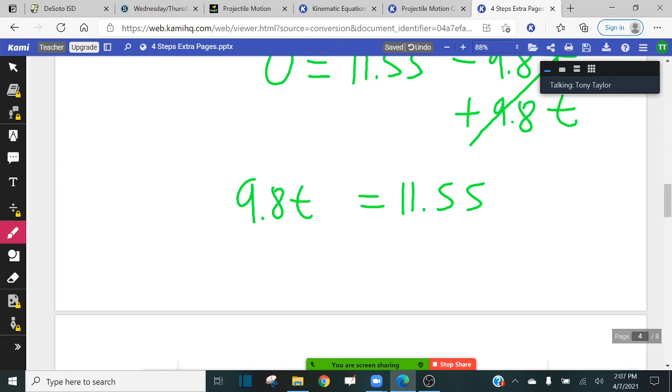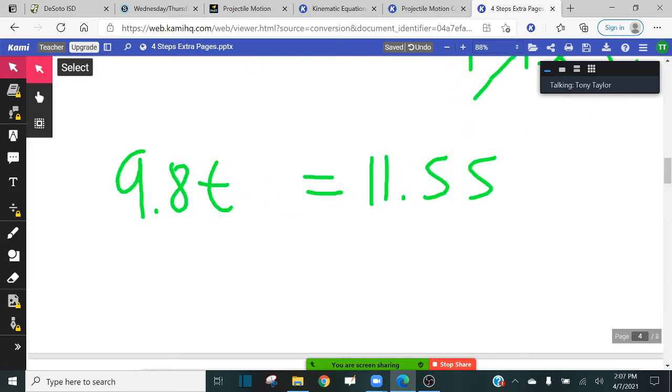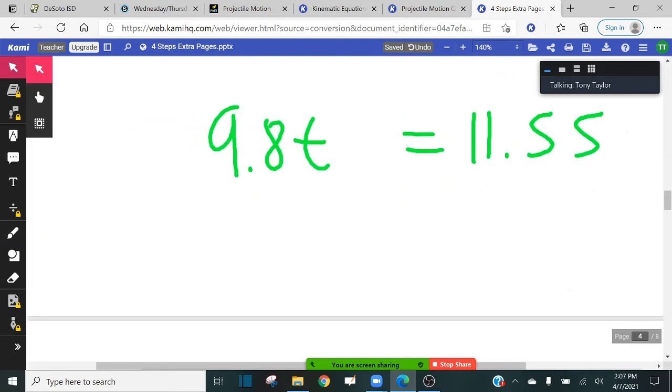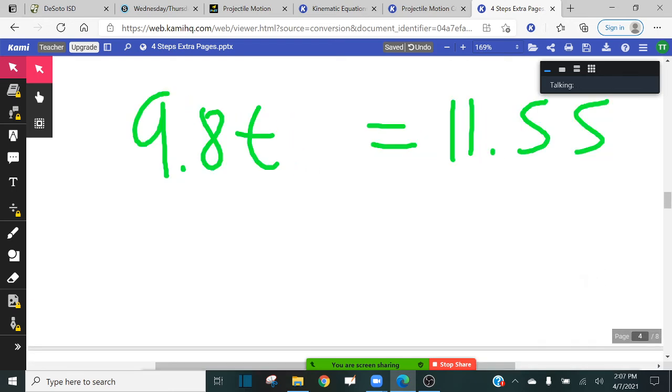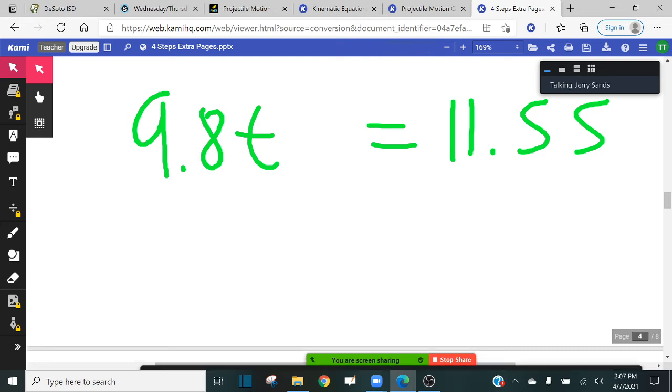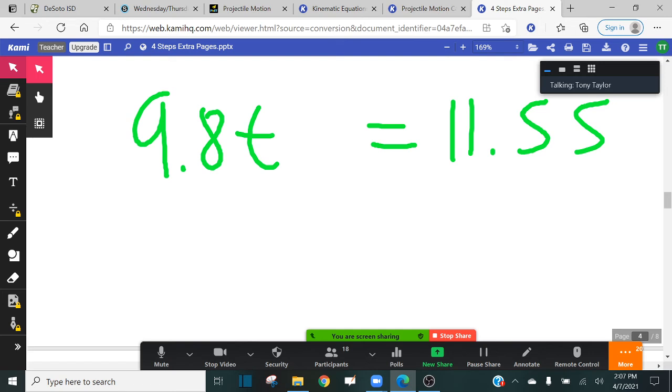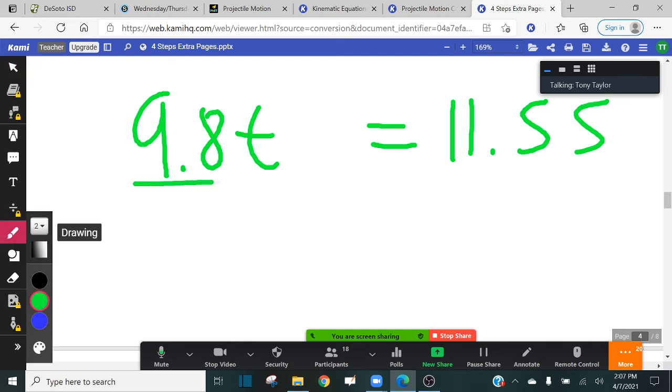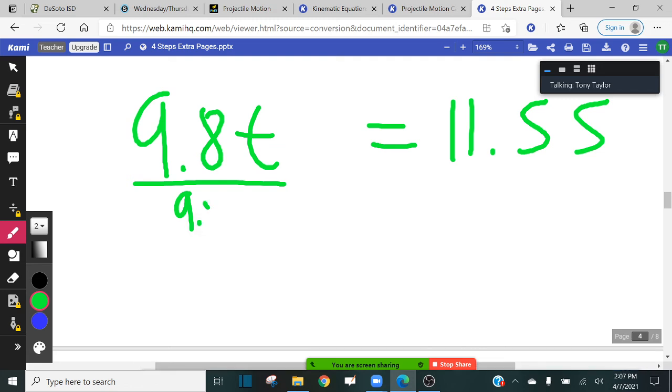Now, guys, what is the last thing I have to do? How do I get that t by itself? Y'all tell me. Divide by 9.8. Yes. Divide both sides of the equal sign by 9.8. Thank you, Jerry. Divide by 9.8. That goes away. Whatever I do to one side, I have to do to the other.